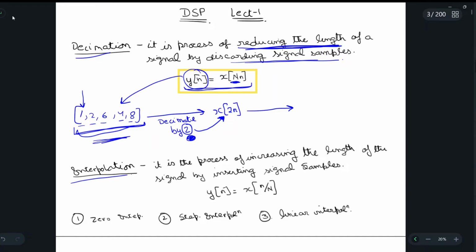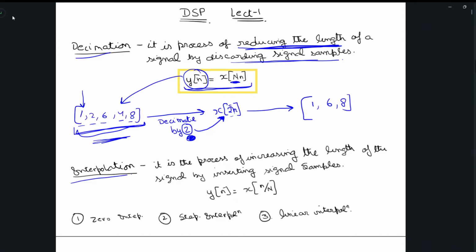So the trick behind doing this is that if we have to decimate by 2, then we will take a jump of 1. First let me write the answer, then I will explain it to you. That is, we will write 1, 6 and 8. So this will be our answer if we are going to decimate it by 2.